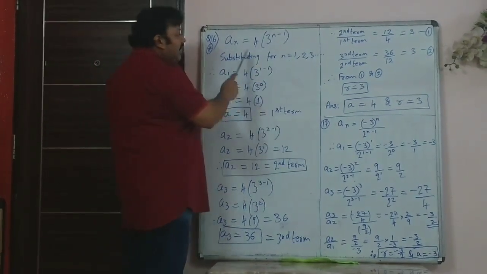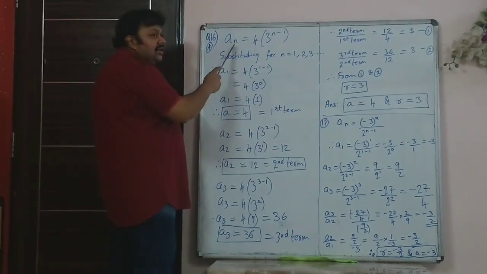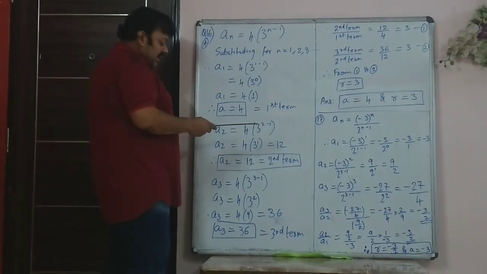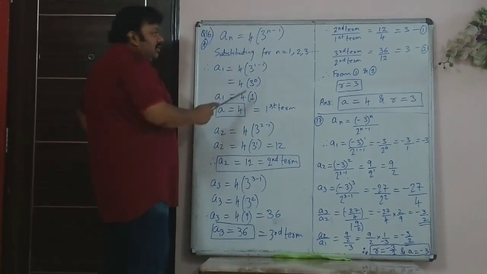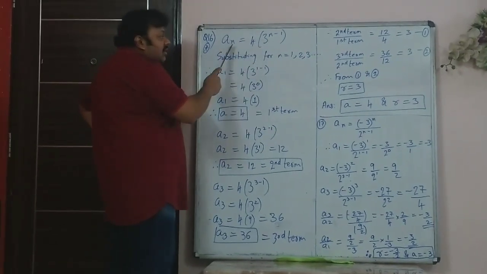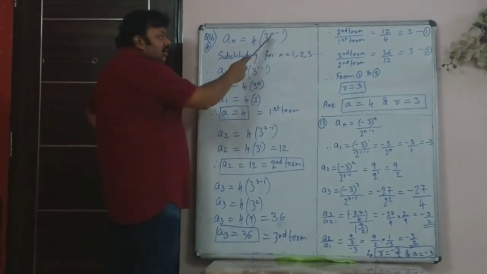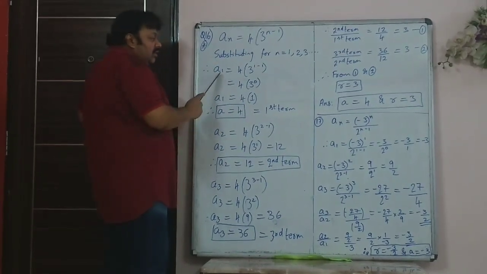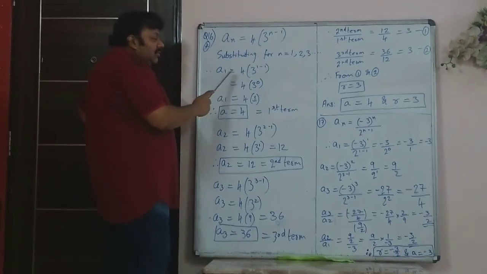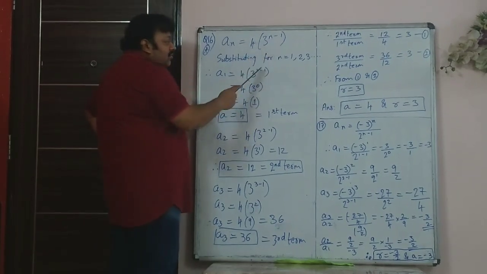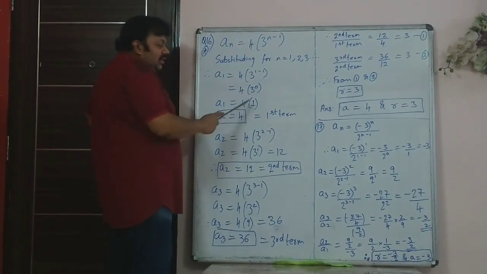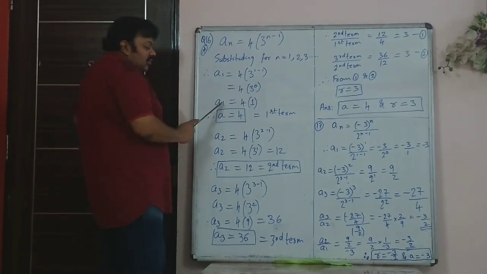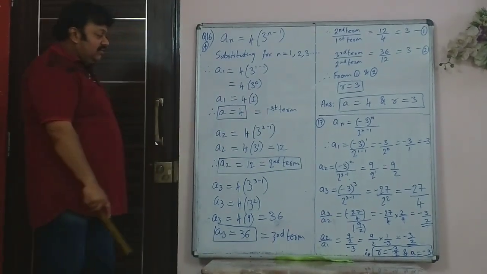So in this case, I find A1, A2, A3. I will find minimum 3 terms by substituting n is 1, n is 2, n is 3 at all the places wherever n is there in the given equation. So A1, that is the first term, will be 4 into 3 raised to 1 minus 1. So it is 4 into 3 raised to 0. Any number raised to 0 is 1. So A1 is 4. That's the first term.